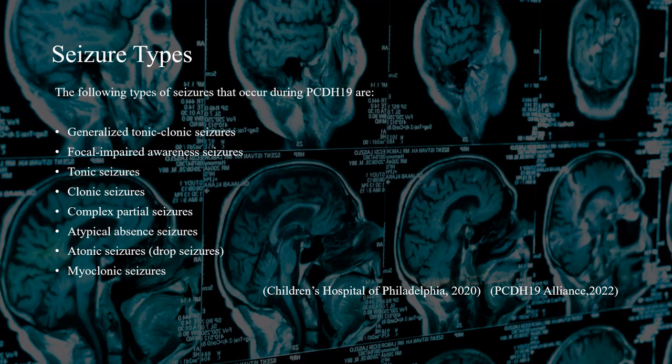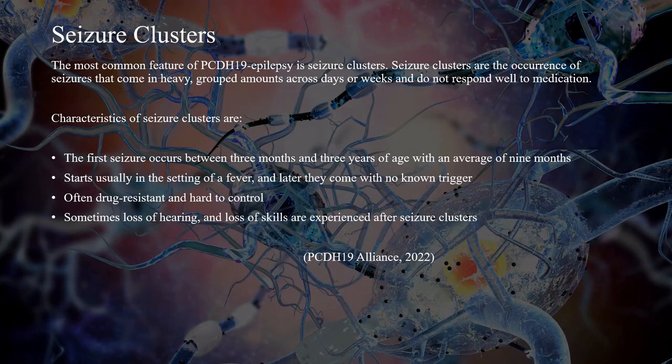The types of seizures that occur with PCDH19 are generalized tonic-clonic seizures, focal impaired awareness seizures, tonic seizures, clonic seizures, complex partial seizures, atypical absent seizures, atonic seizures, and myoclonic seizures. The most common feature of PCDH19 epilepsy is seizure clusters.